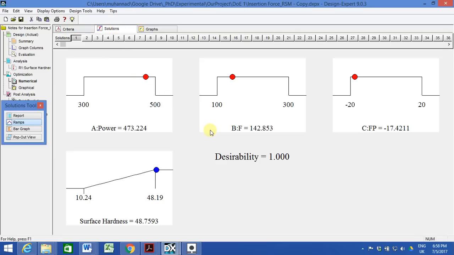So if you want to maximize the hardness, you can give this report to your boss. Tell him that, okay, we didn't test this value of the power. We didn't test 473.22 watts. We didn't test a frequency of 142. But you see, it gives you the values in between. So with this power, this frequency, and this focal position below the surface, as you can see because of the negative sign, we should be able to get the maximum hardness.